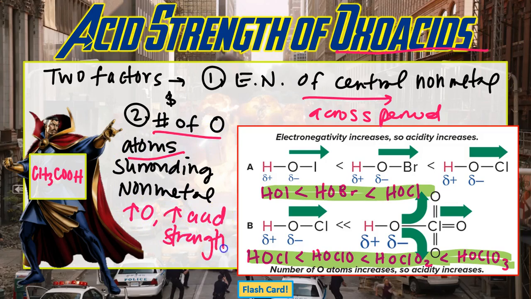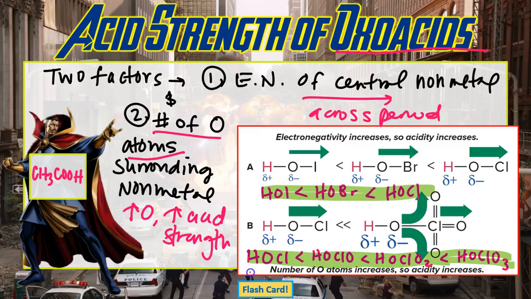Okay, let's look at some examples here. So we have HOI, HOBr, and HOCl. Because in the first factor, electronegativity is going to increase the oxoacid strength, that means HOI is going to be less than HOBr, and HOCl is going to be our highest as far as acidity goes because it is the most electronegative. Now our next portion, as the number of oxygen atoms increases, so does acidity.